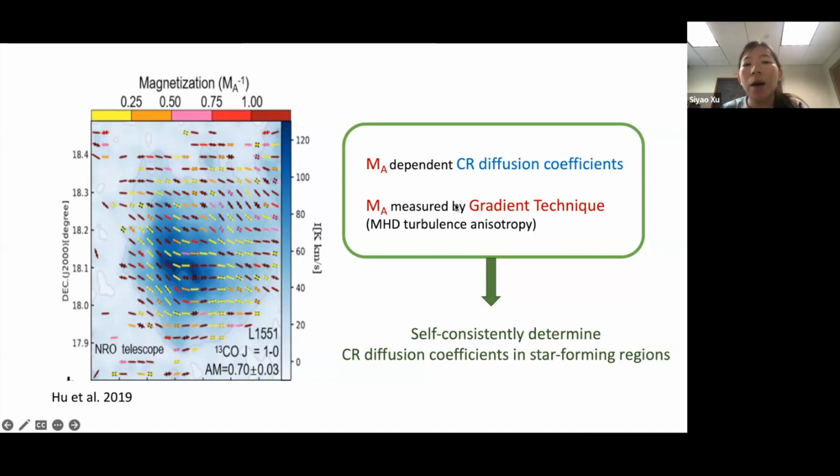Because of the fluctuations of different parameters, magnetic field strength, density and turbulent velocity, MA can have different values. So if we combine the MA dependence of the cosmic ray diffusion coefficient that I showed and the MA distribution obtained in observations, and note that this can be done by using different gas tracers, so we can know the MA distribution corresponding to different phases of the interstellar medium, we can combine the two to get a self-consistently determined cosmic ray diffusion coefficient in star-forming regions. And this will be very important for us to understand why cosmic ray diffusion is suppressed in star-forming regions, and we will be able to identify the physical reason behind this observational finding. This is a direction that we are right now working on.